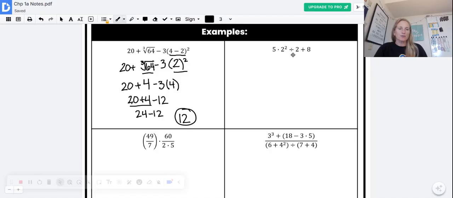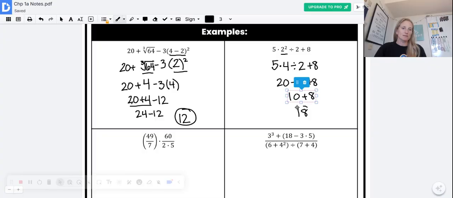In our next example, no groupings, but we do have exponents. So the first thing we're going to do is square the 2. So this is going to become 5 times 4 divided by 2 plus 8. I multiply before I divide because I always go from left to right. So 5 times 4 is 20. Now I can divide 20 by 2, and that gives me 10. And last, I would add 10 and 8 to get a final answer of 18.